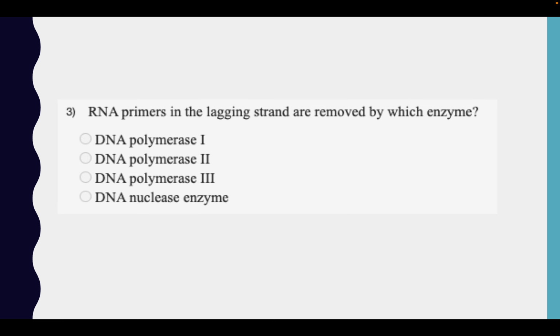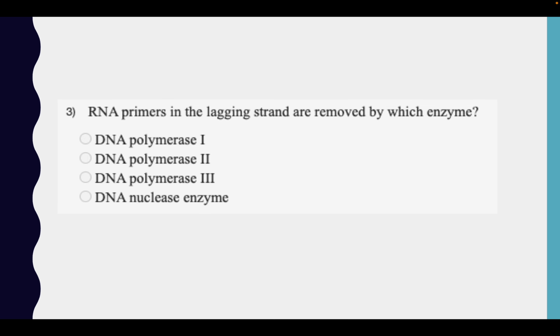So this particular polymerase 1 has 5 prime to 3 prime exonuclease activity, which means it can remove RNA bases. It also has polymerase activity, which means it can fill in the gaps between the DNA bases. And it is the most abundant DNA polymerase in eubacteria. It's also involved in DNA repair by filling in the gaps between single stranded DNA.